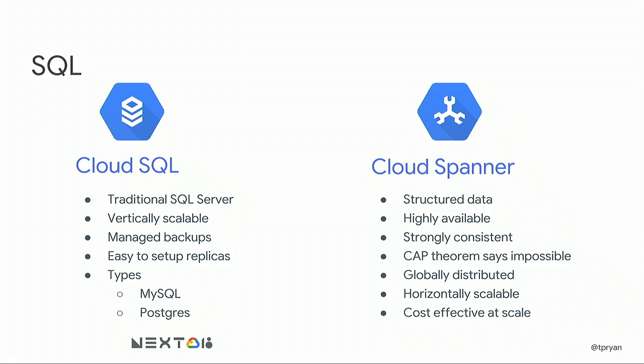It is vertically scalable. We provide managed backups and easy to set up replicas, and we make it easy to do high availability. Vertically scalable means you can only get it so big, and then if you need more resources, you need a more powerful machine, you have to come up with some other solution. We also have something called Cloud Spanner, right, which is for structured data. It's SQL. It's both highly available and strongly consistent.